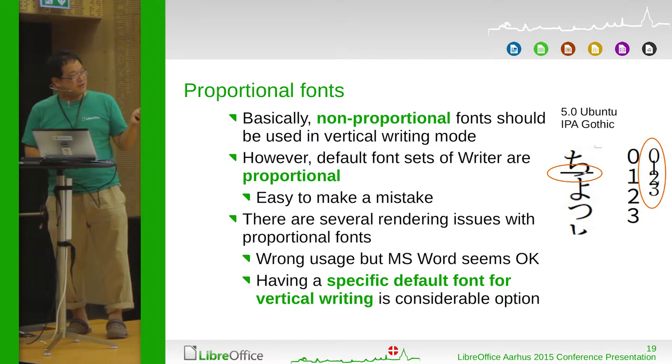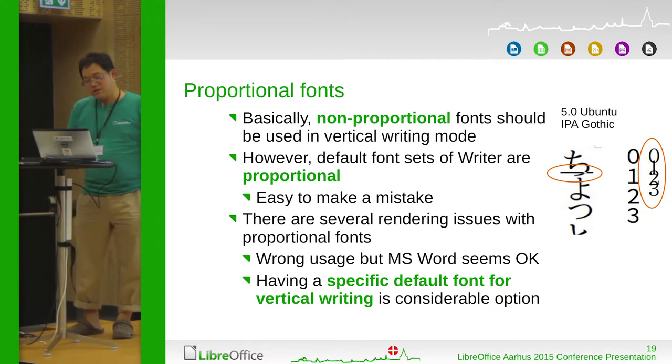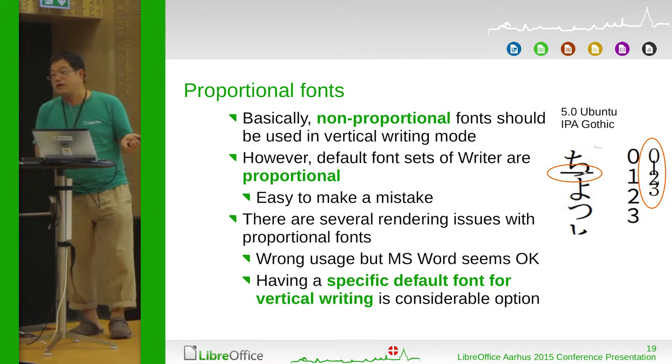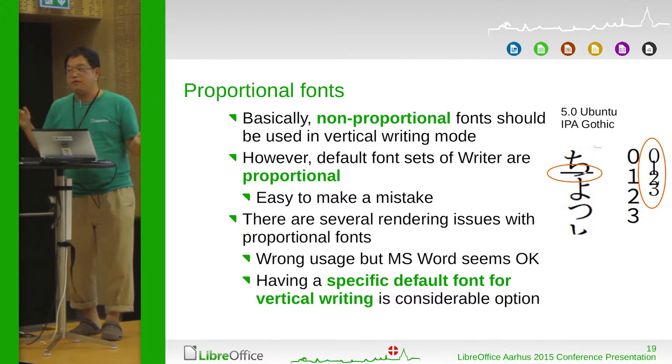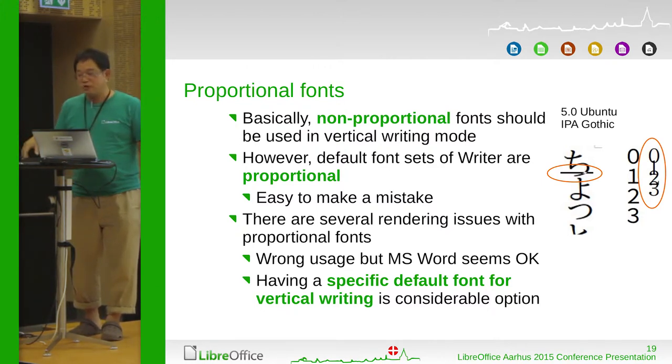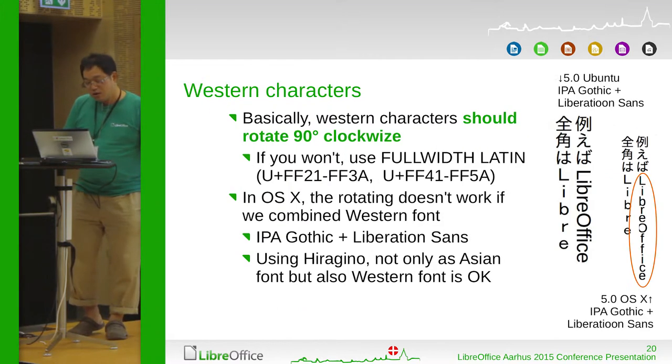So of course one option is to fix this, or we could have a specific default font for vertical writing. If we choose vertical writing, a default non-proportional font would be selected, or something. It's a considerable option, I think.